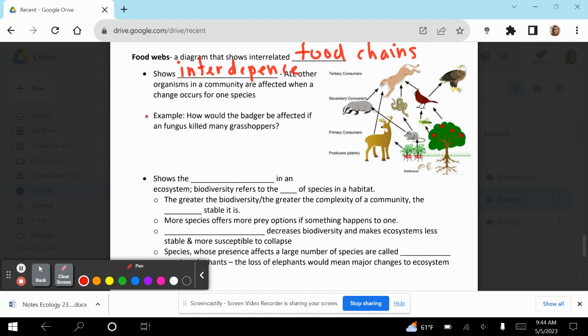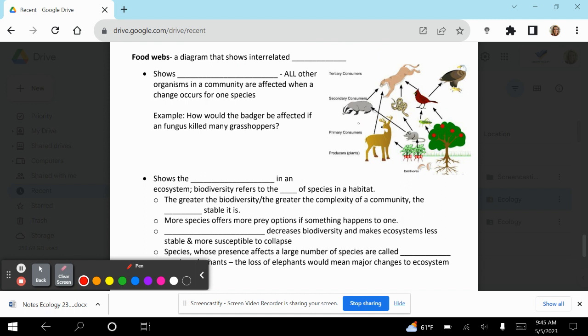So for example, how would the badger be affected if a fungus killed many grasshoppers? So our grasshopper population is going down, right? You can see there's no arrow directly from the grasshopper to the badger, but there is going to be an effect on the badger. If there are fewer grasshoppers, then there's going to be less of a food source for our cardinals, and our cardinal population is likely to drop. If there are fewer cardinals, then there's one less food source for the mountain lion. The mountain lion is going to have to rely on other food sources. So the badger population would likely decrease because there's going to be more predation by the mountain lion since they are losing one of their main food sources.